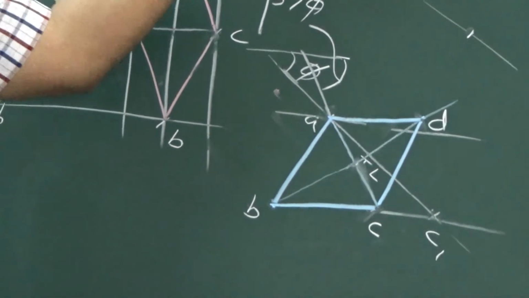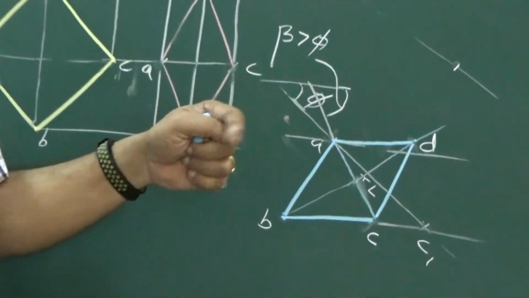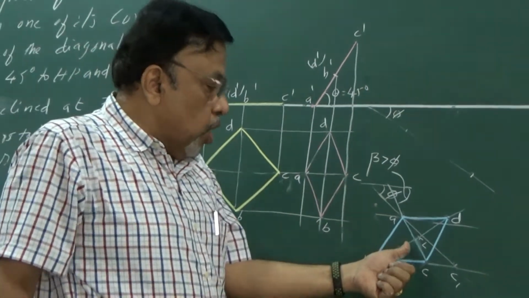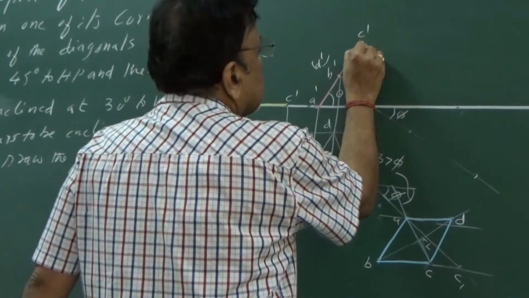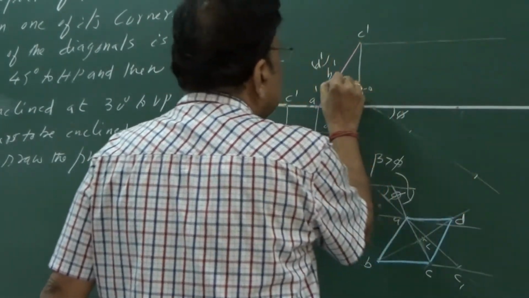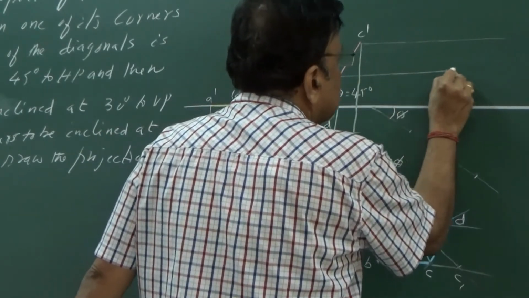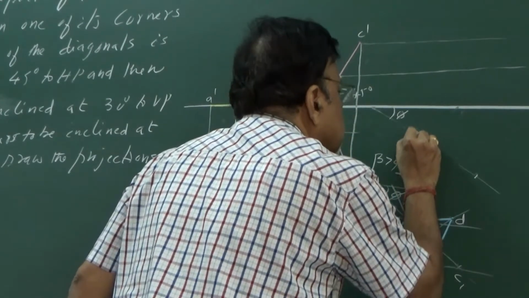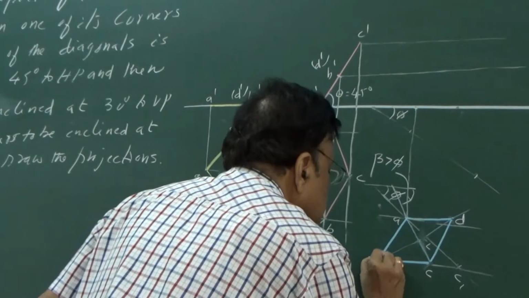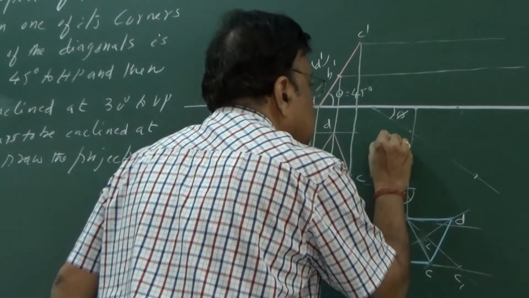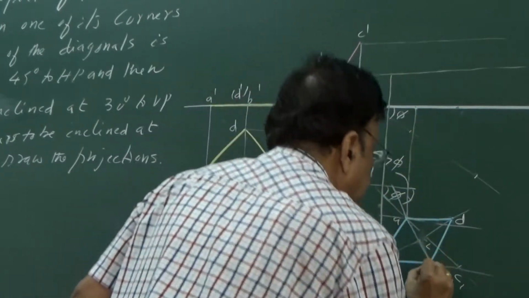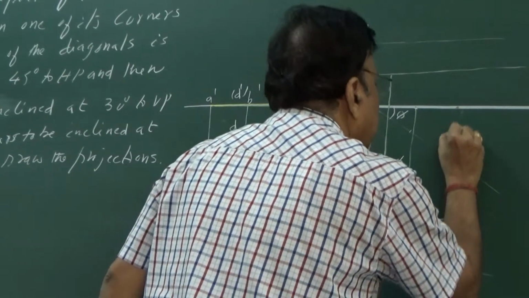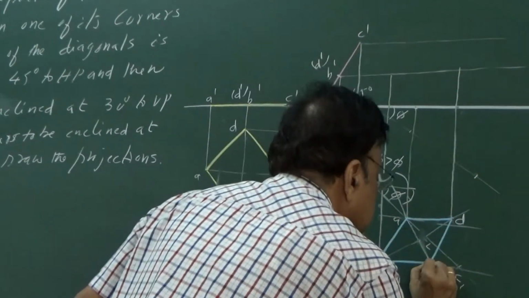Now we have got the new top view. Now I need to get the new front view. How to get the new front view? As usual, draw the projectors, the horizontal projectors from the previous front view, draw the vertical projectors from the new top view. Okay, so let us do that. Okay, let me give these points. A, B, D is on the same level.